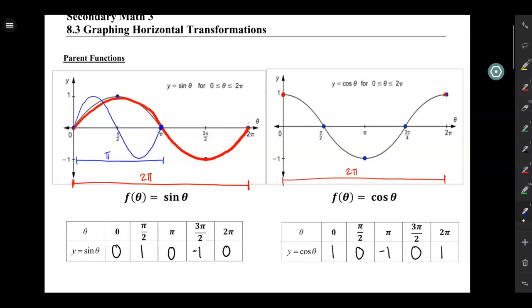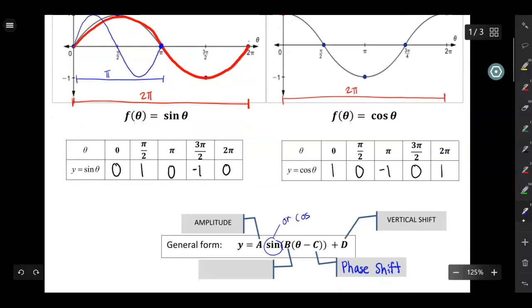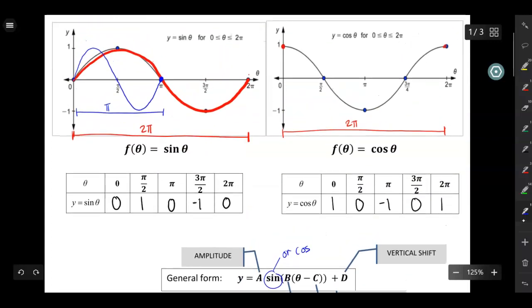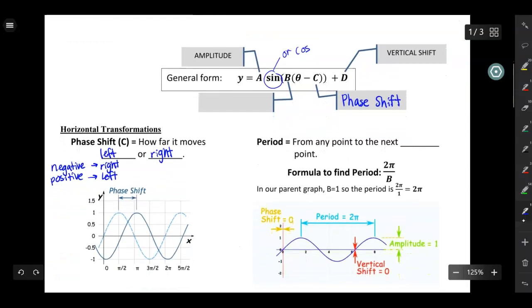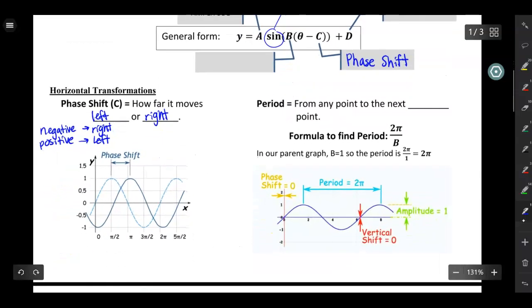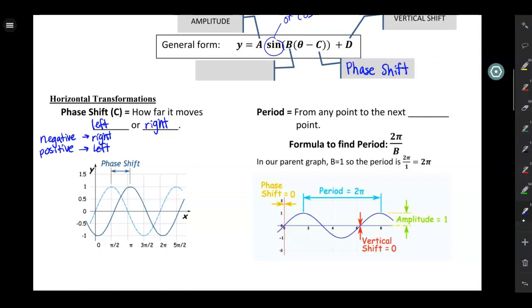Let's talk about how we would change our equation to create a different period. This b value is going to change the period. To find the period, you do 2 pi divided by your b value. Usually our b value is 1, so it's 2 pi over 1, which is equal to 2 pi. If you wanted your period to be just pi, then you would want your b value to be 2, because then 2 pi divided by 2 gives you pi.